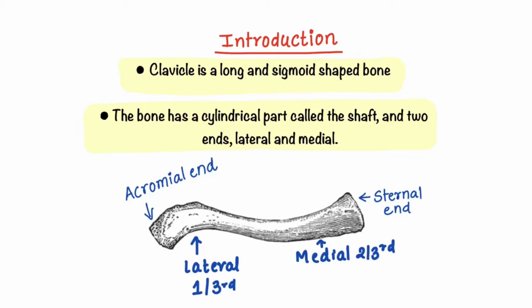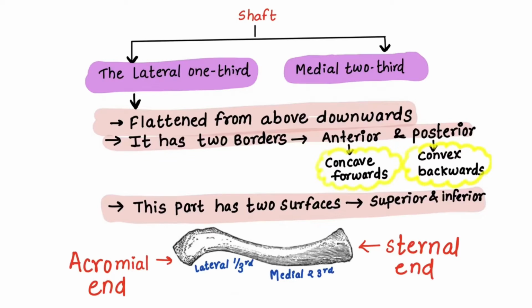The clavicle is a long bone that lies horizontally, and it is a sigmoid-shaped or S-shaped bone. The bone has a cylindrical part called the shaft and two ends, the lateral end and the medial end. The lateral end is also called the acromial end, and the medial end is also called the sternal end. Now we will see the characteristics of these parts one by one. First, we will see the characteristics of the lateral 1/3 part of the shaft.